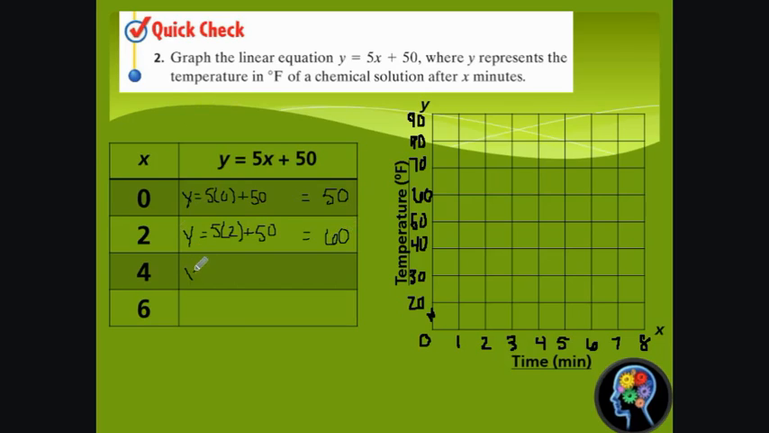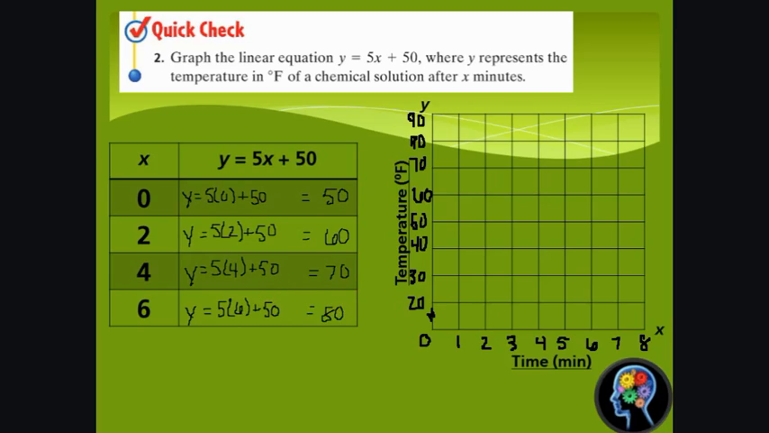Same thing. Y is equal to 5, and we're replacing our x value with 4, plus 50. 5 times 4 equals 20, plus 50 equals 70. And then our last point that we need to figure out the y coordinate, we have 5 times 6 plus 50. 5 times 6 is equal to 30 plus 50 equals 80.